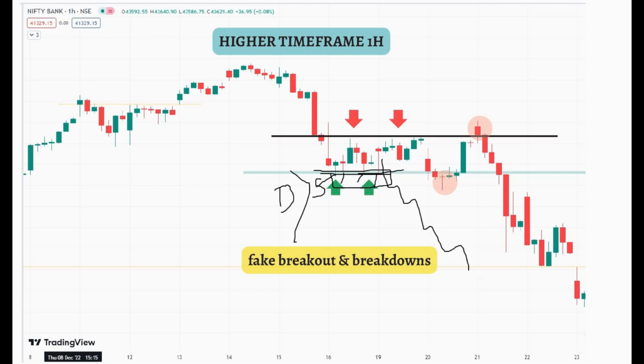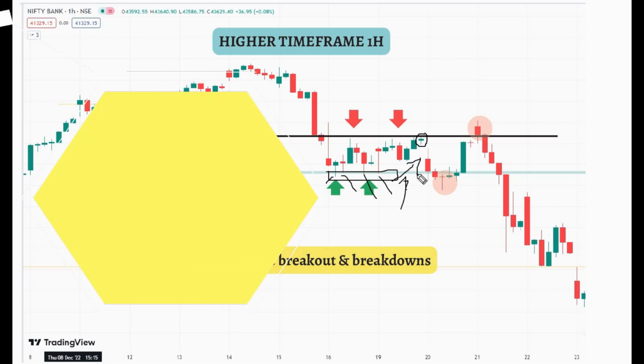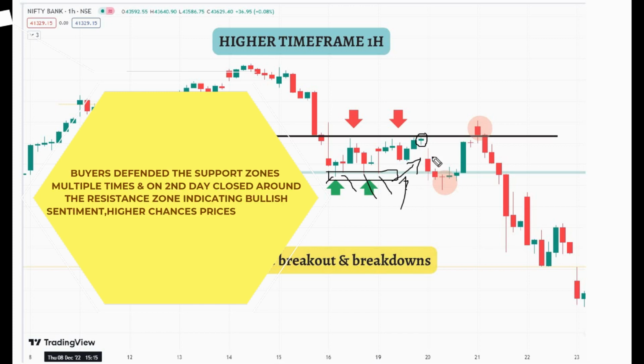Now on this day, prices closed around the resistance zone, indicating that the next day prices could break this level and continue the upward momentum. Why? Because buyers have defended the prices from here, from here, from here, from here. Four times prices got rejected from these areas, and on this day prices closed around the resistance zone, indicating strong bullish sentiment in the market. Next day, our expectation is that prices could open around here or here and continue the upward momentum after breaking this resistance zone. But what happened?